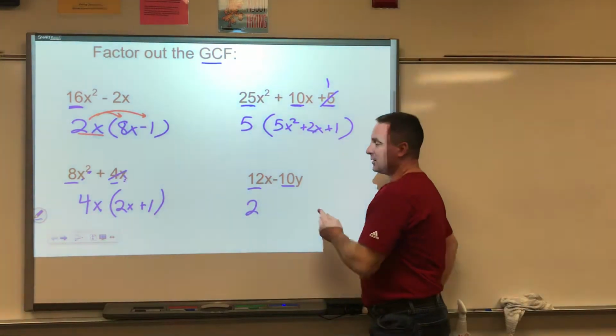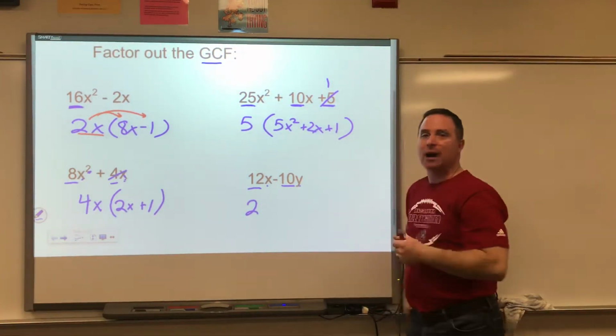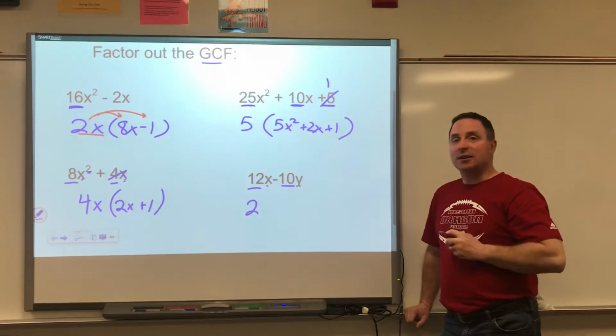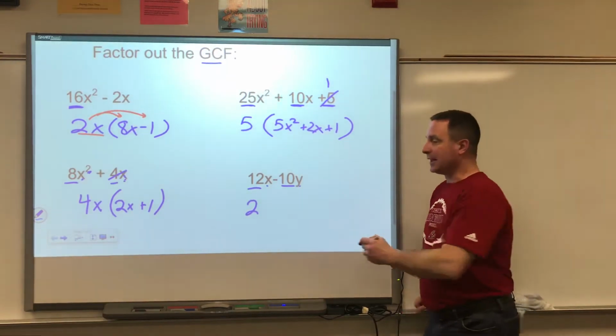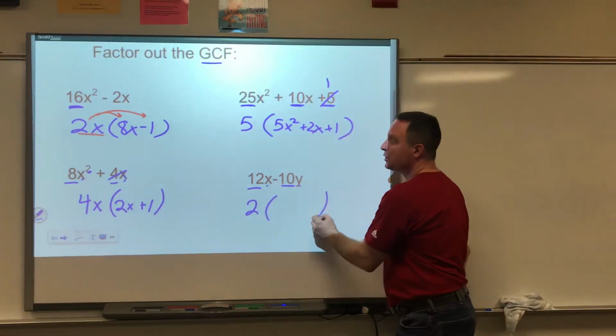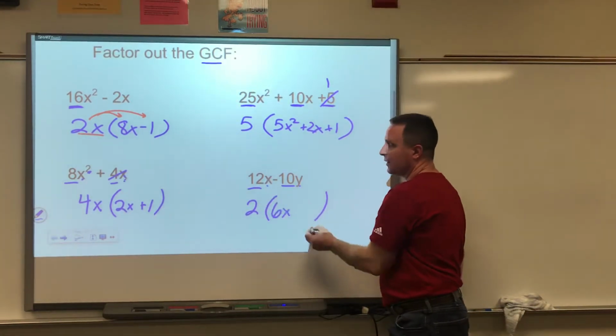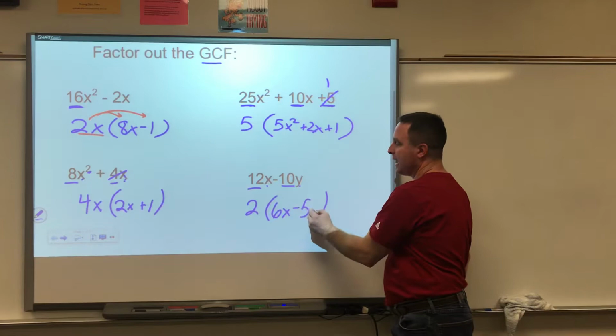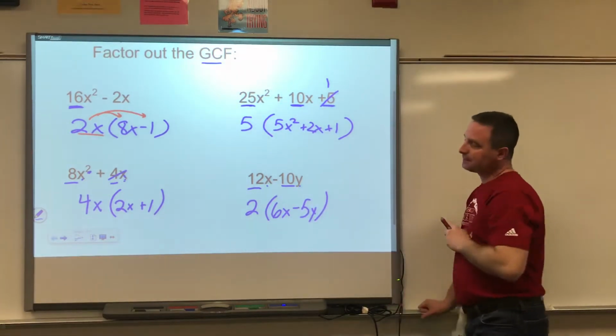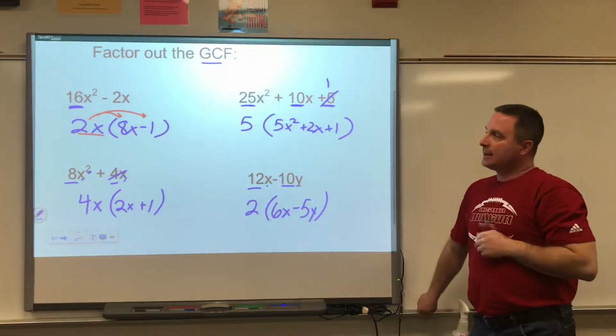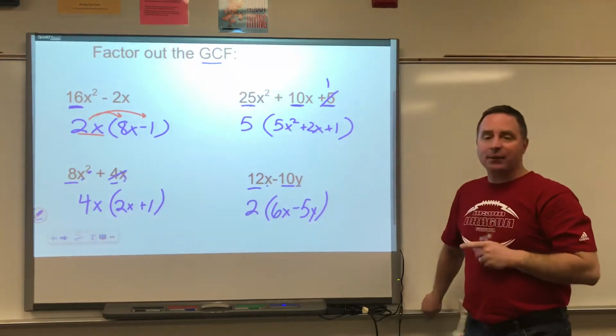Okay, how about any letters? This has an X and that has a Y. They don't have any letters that are the same. Nope. So again, I can only take out a 2. Well, 12 divided by 2 gives me 6, and the X is still there. 10 divided by 2 is 5, and the Y is still there. Okay? So there's a couple examples of taking out the greatest common factor.